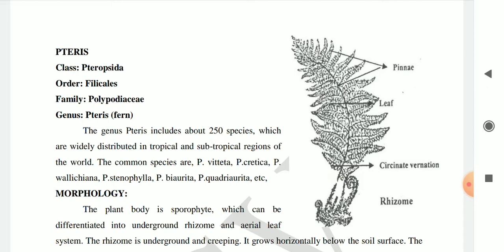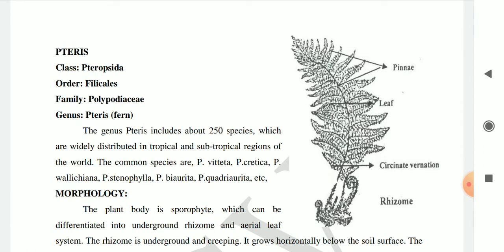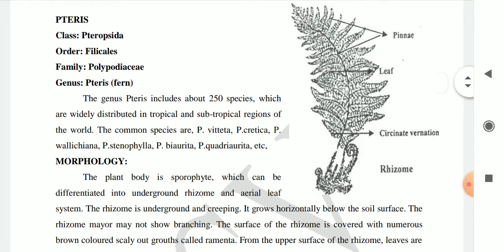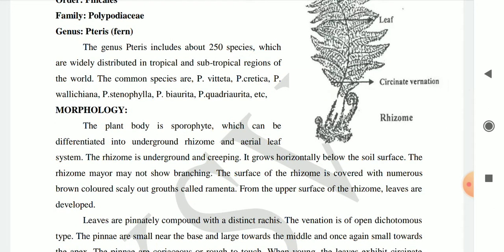Usually the Pteris belongs to a class called Pteropsida. It is actually what we call a true fern. The Pteropsida is called a true fern, and it belongs to the order Filicales and the family Polypodaceae. The example is Pteris. Pteris is a true fern.